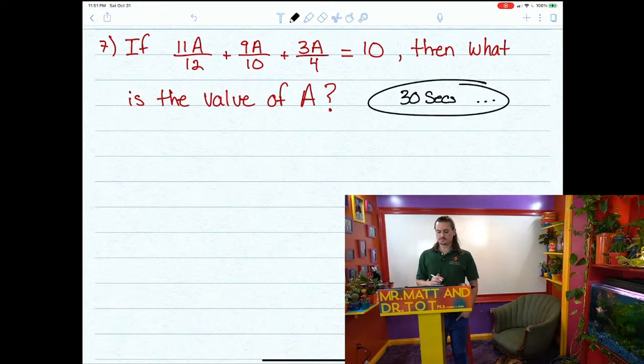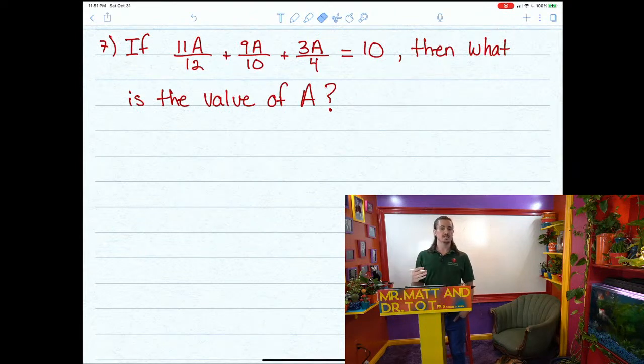Okay, so we have these complex denominators that we want to get rid of. Let's go ahead and find the LCM, because if we find the LCM, the least common multiple of 12, 10, and 4, and multiply both equations on both sides of the equations by that value, it will eliminate all the denominators and turn these fractions into integer values.